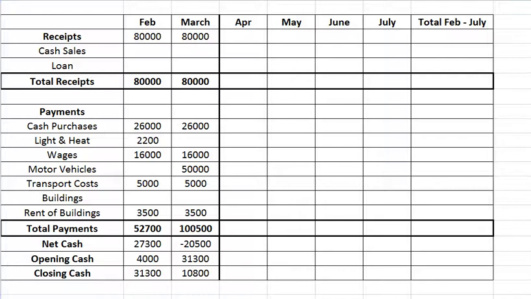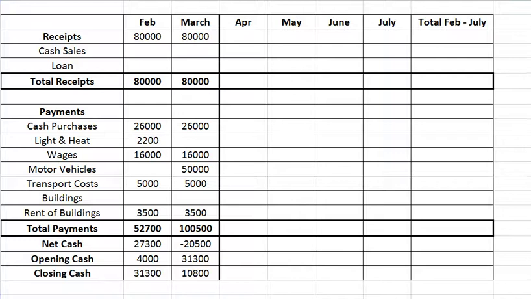It does not look back at what happened in the past. It tries to predict the future and the future cash flows for a business. So where the cash is going to come from and where it's going to be spent for a business. Now businesses prepare these to try and predict months maybe where there'll be cash shortfalls or months where there'll be cash surpluses.